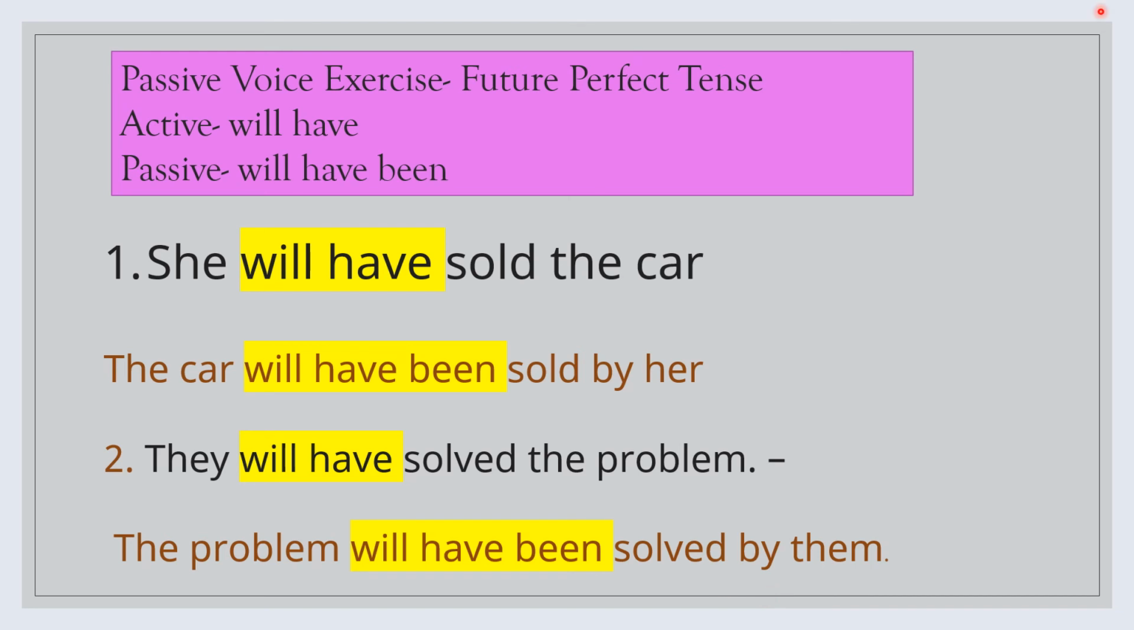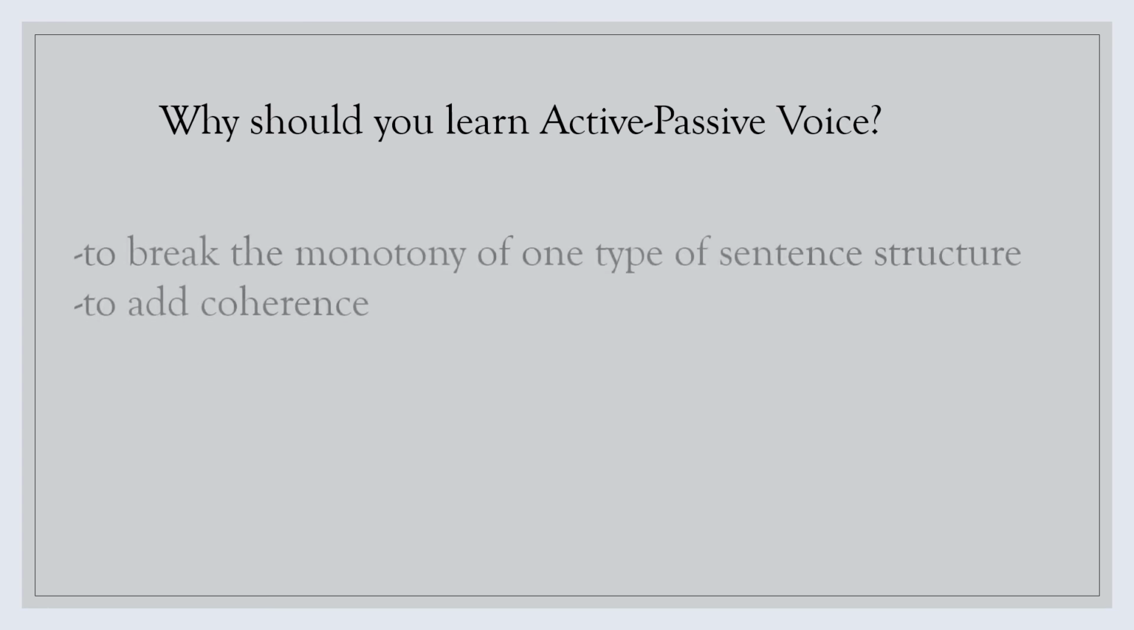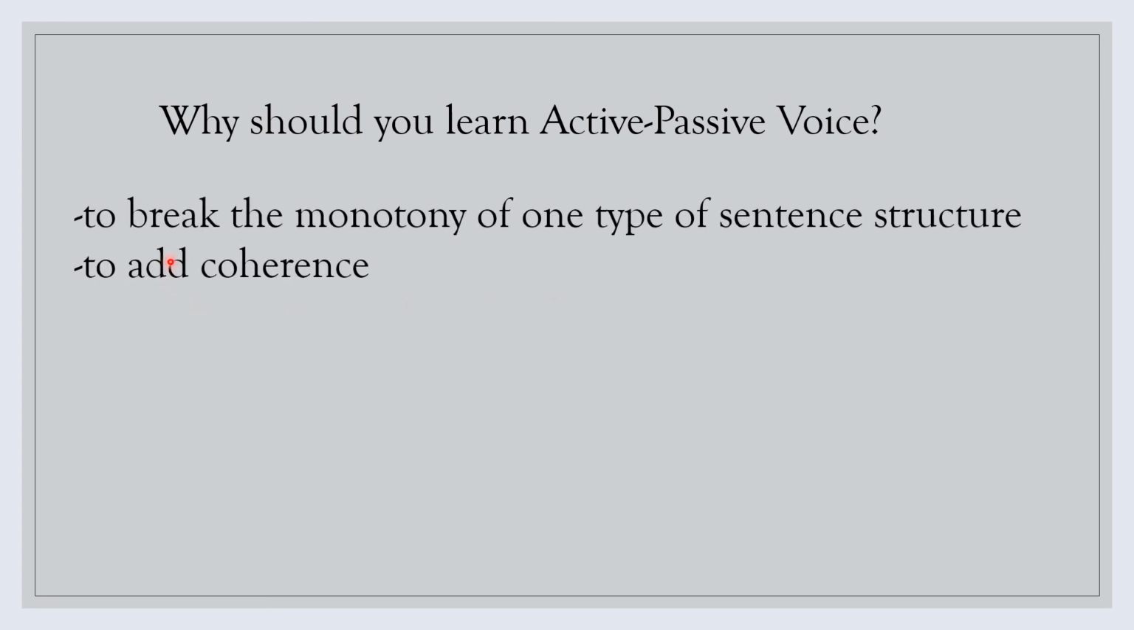Now you might just ask me, what is the use of learning active and passive voice? Stay with me, I'll let you know. Because you need to break the monotony of one type of sentence structure. All the time active voice, active voice, active voice, not really a good flair. It adds coherence to your writing. Meaning, not only does it give you extra flair, but it avoids repetition. So when you're writing in passive voice, it creates a link to the subject or the object. I'll give you an example.